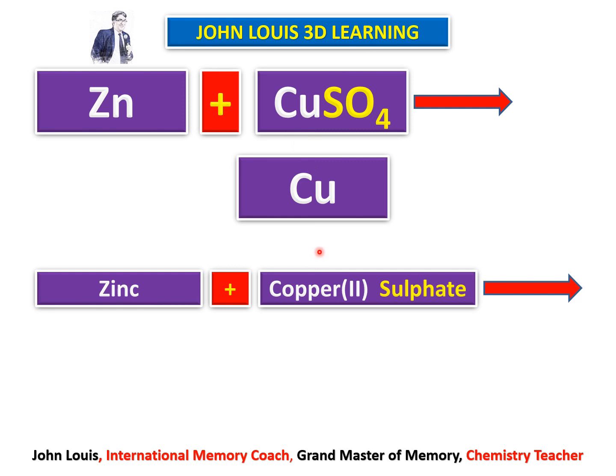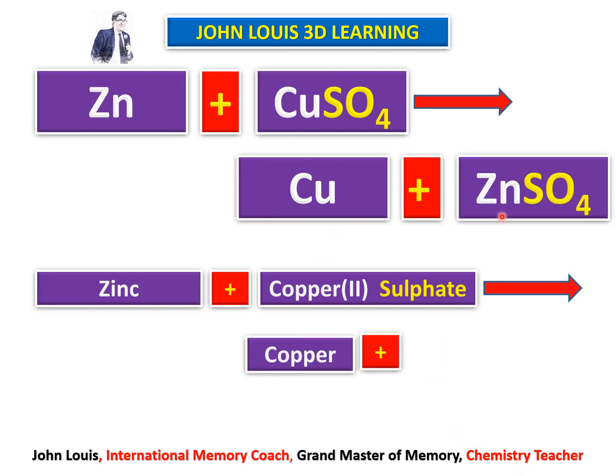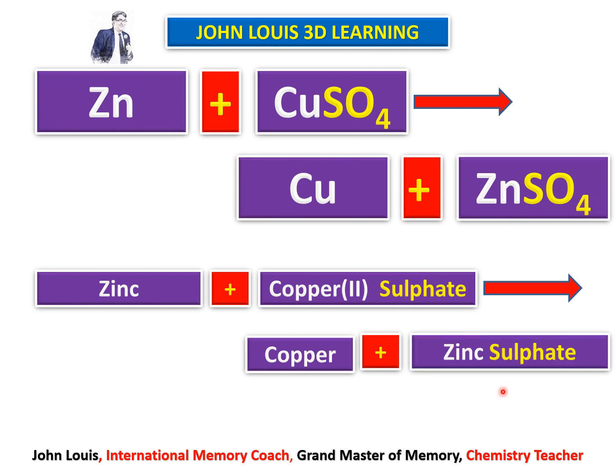It gives, what is that? Cu. What is Cu? Cu is copper, plus, what is that? ZnSO4. Zn is positive ion, zinc. SO4 is the negative ion, sulfate. Therefore name of this compound will be zinc sulfate.